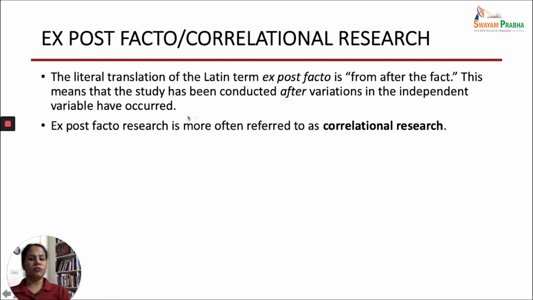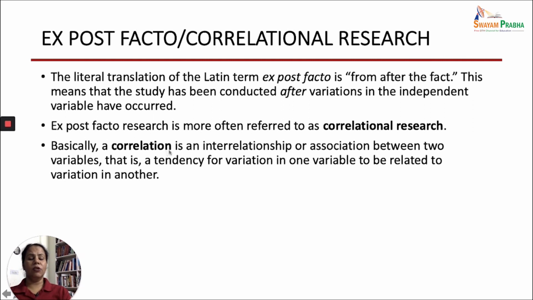So ex post facto research is more often referred to as correlational research. Why do we call it correlational research? Because here we try to find out the relationship between different variables. So basically a correlation is an interrelation or association between two variables, that is a tendency of variation in one variable to be related to variation in another. So if one variable is changing, how is it changing the other variable? So what type of relationship between the variables is there, that is studied through the correlational research.